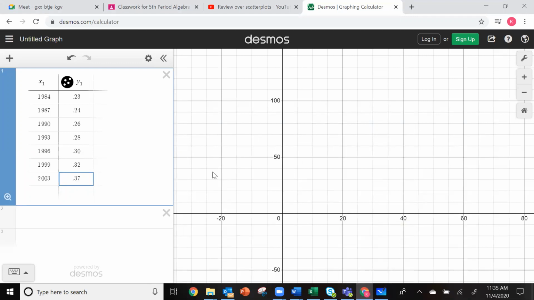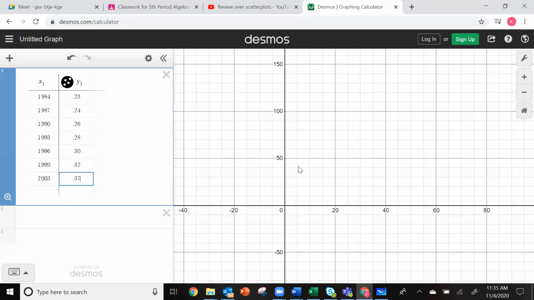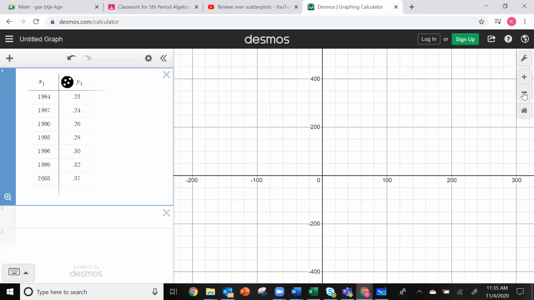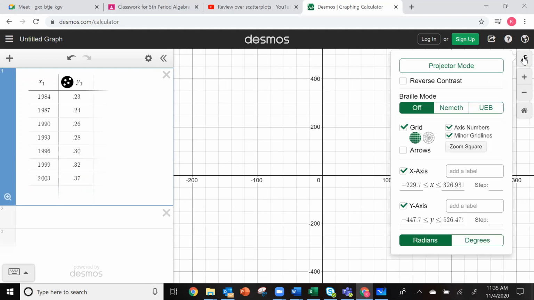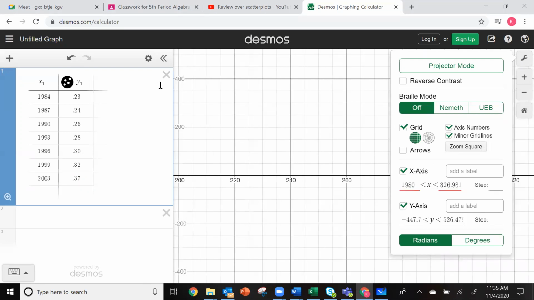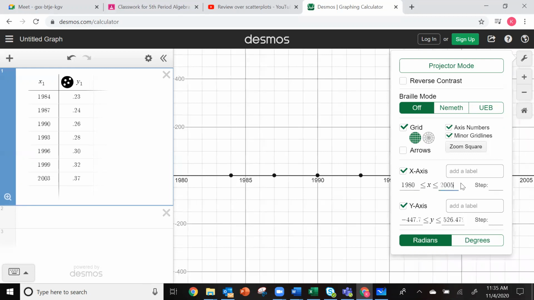All right, so now we have our data in here but we can't see it. I can scroll out and press this little button here, or what we'll probably have to do is go to the settings. Now my X numbers: the lowest one is 1984, so let's go over here on the X axis and put 1980. The largest one is 2003, so let's type in 2005.